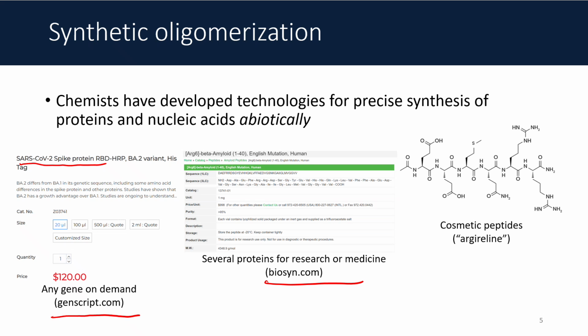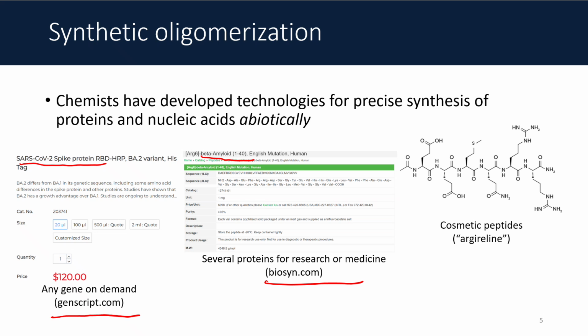So custom ordering, custom making genes synthetically is totally a thing, and you can do the same for peptides. Biosyn.com is the first website that came to mind. Again, I'm not affiliated with any of these. There's many options for you to choose from, but they sell peptides and proteins. In this screenshot, I'm showing you their page for amyloid beta. This is a supposedly toxic protein that's believed to be implicated in the pathogenesis of Alzheimer's disease. So there's a lot of research interest around understanding how this protein works. You can make it yourself, or you can buy it and do experiments on it.